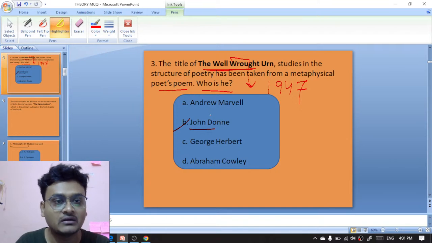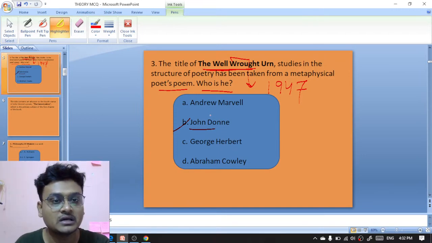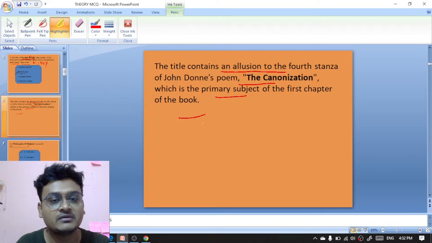This is the opening line of John Donne's Canonization. For God's sake, hold your tongue and let me laugh. So here, John Donne's Canonization is being referred to by Cleanth Brooks in his book, The Well Wrought Urn, from which the title has been taken. And this work was published in the year 1947. Moving on, let's look at the title contents: an allusion to the fourth stanza of Donne's poem The Canonization, which is the primary subject of the first chapter of the book.